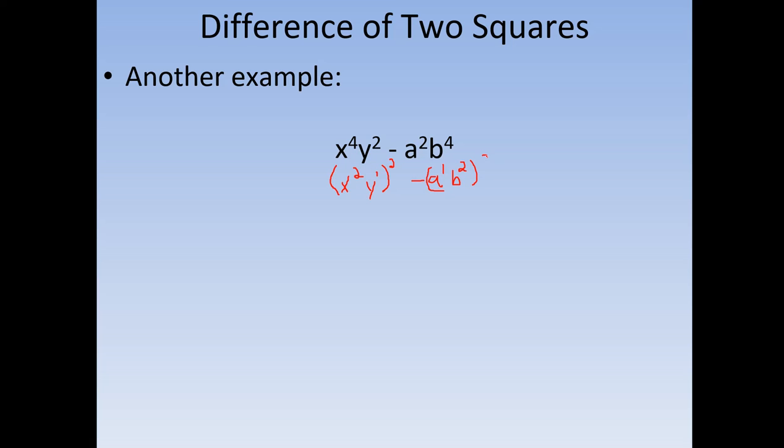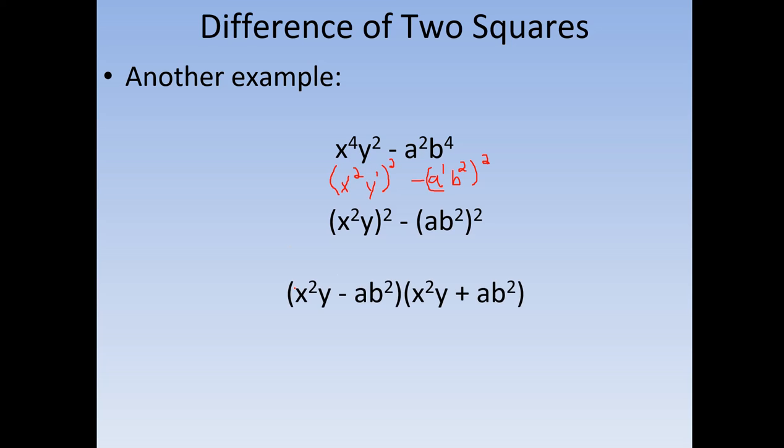So that means I can rewrite this term to look like this: x squared y, all squared, minus a b squared, all squared. Then I just plug it into that pattern of a squared minus b squared equals a minus b times a plus b. So a squared y minus a b squared, a squared y plus a b squared. And that's it. One of the good things about factoring is that we can just expand it out again to see if we end up getting the same answer.